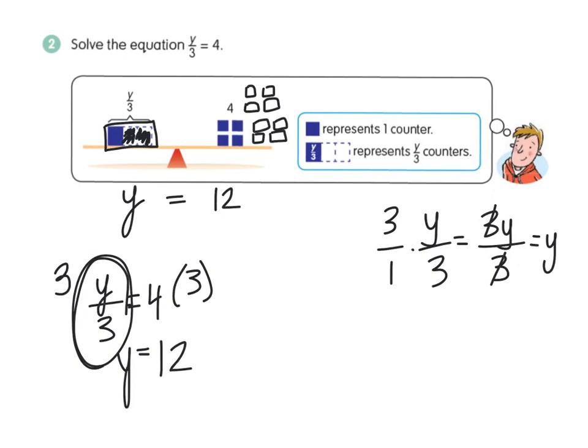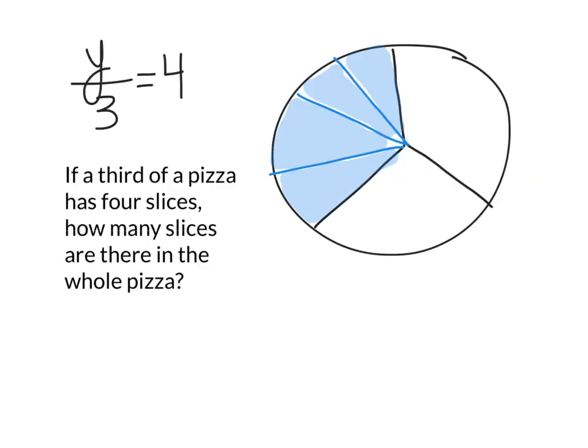Let's take a look at a word problem for this problem here. This is what a word problem might look like. If a third of a pizza, where did I get the third from? Yeah, the y divided by 3, that's a third. So if a third of a pizza had 4 slices, how many slices would there be in the whole pizza? So this problem is showing that 1/3, or y over 3, 1/3 of a pizza is equal to 4. 1/3 of a pizza has 4 slices.